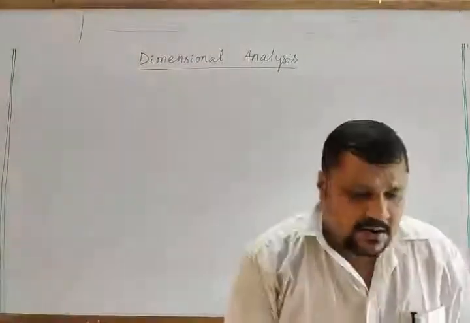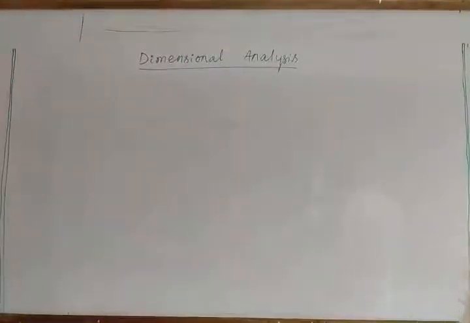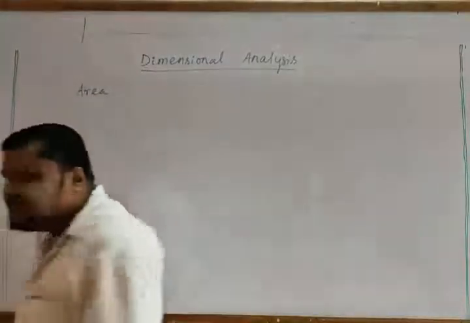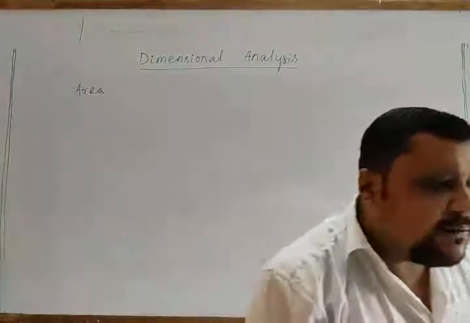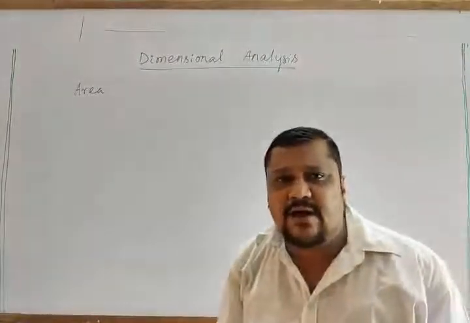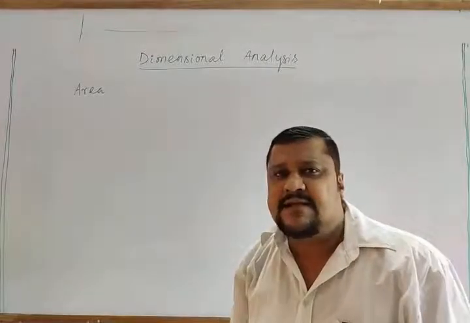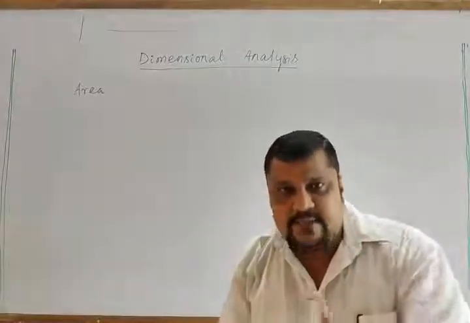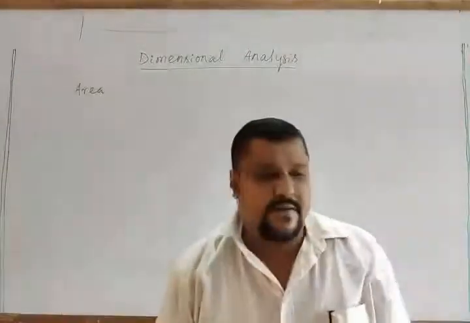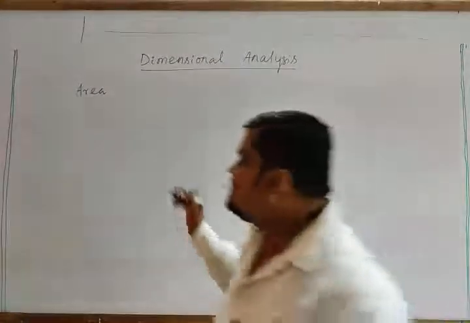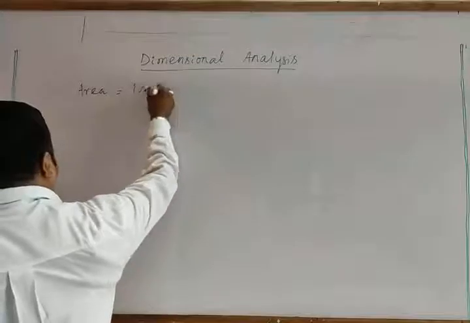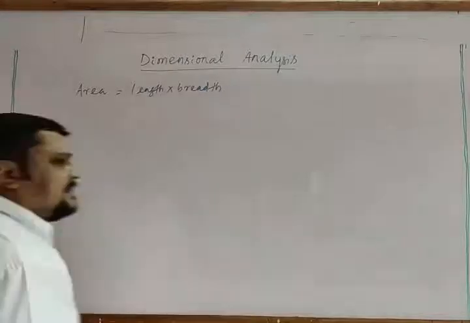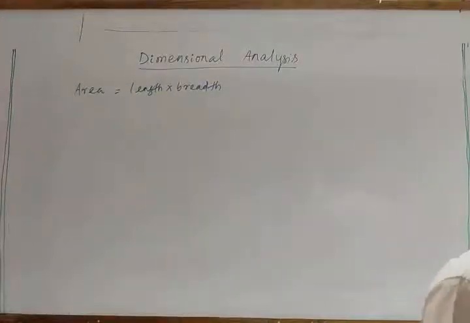Right? So let us take a simple example like area. Area is a physical quantity, and it is a derived physical quantity, because area does not come under the 7 basic, fundamental physical quantities, and 2 supplementary physical quantities in SI. So area is a derived quantity, right? Its formula is length into breadth. You already know that area is equal to length into breadth.